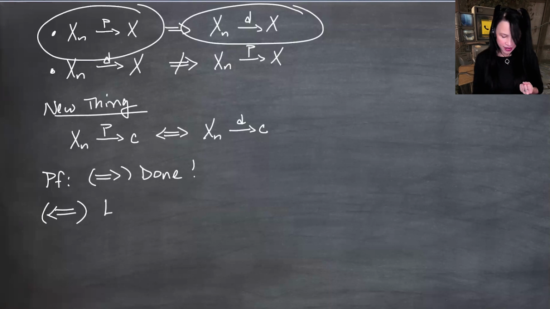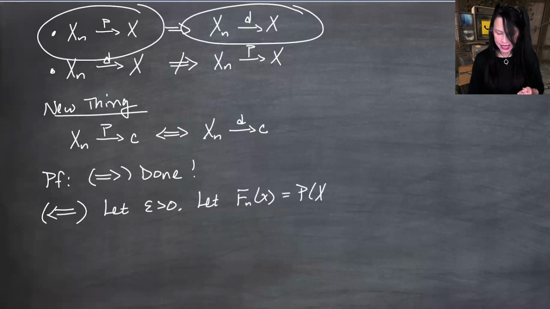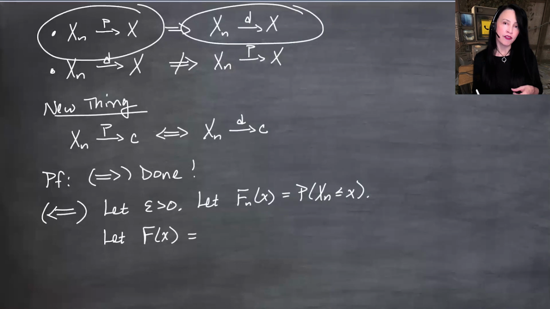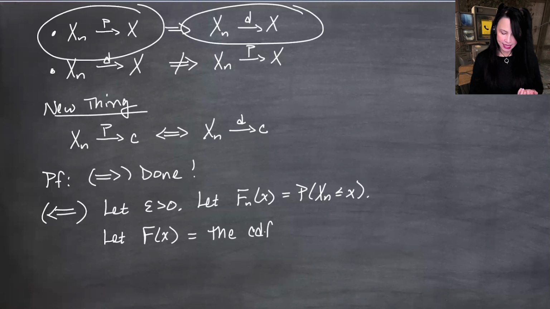So we're going to need epsilon. I'm going to let epsilon be greater than 0. As for some notation, I'm going to let Fn of x be the CDF, or cumulative distribution function, for Xn. And I am going to let just capital F of x without an n be the CDF for the limiting random variable, which is a constant here. So this is the CDF for c, for a constant.